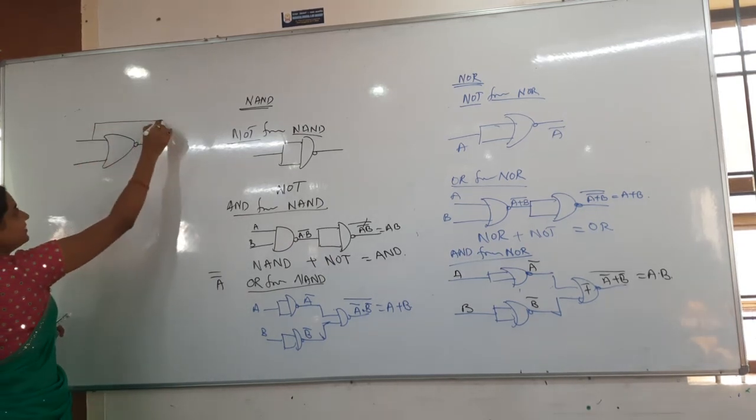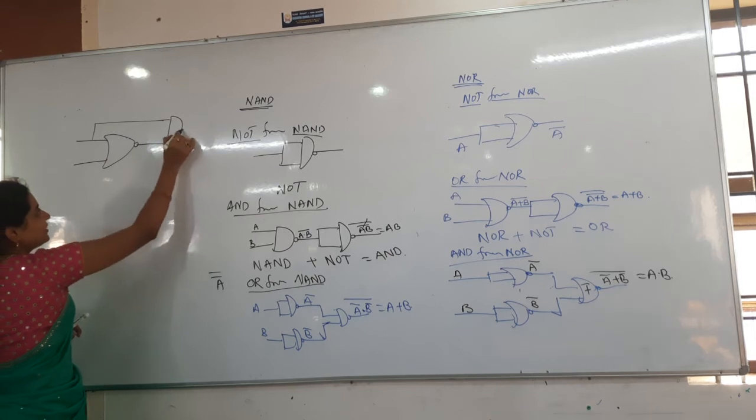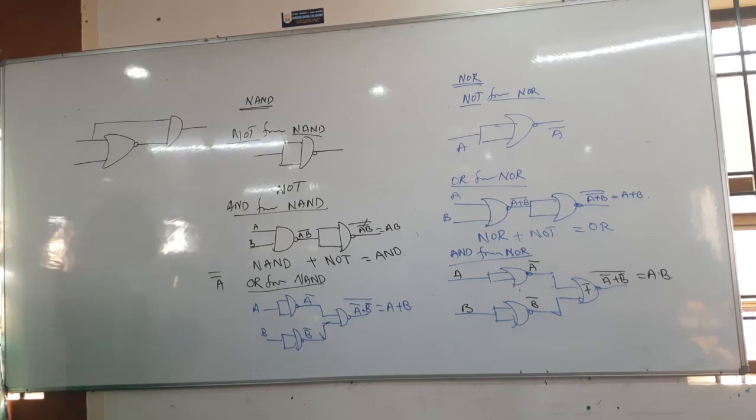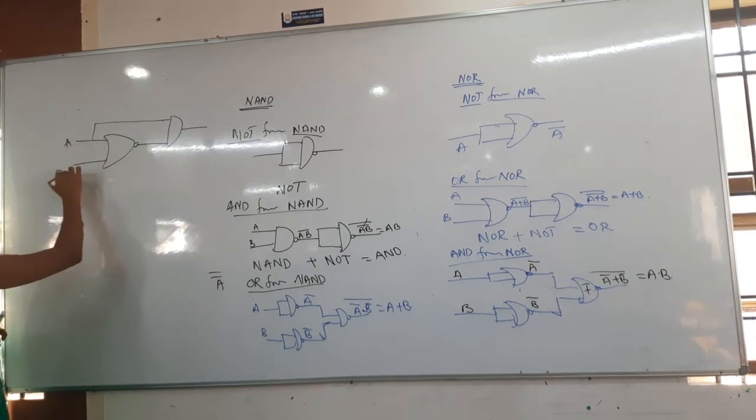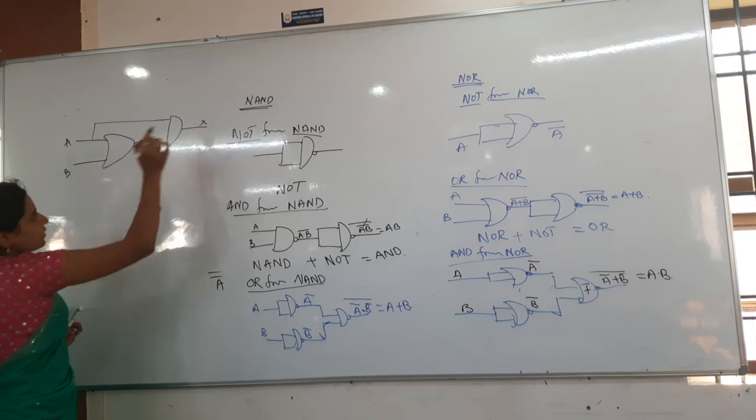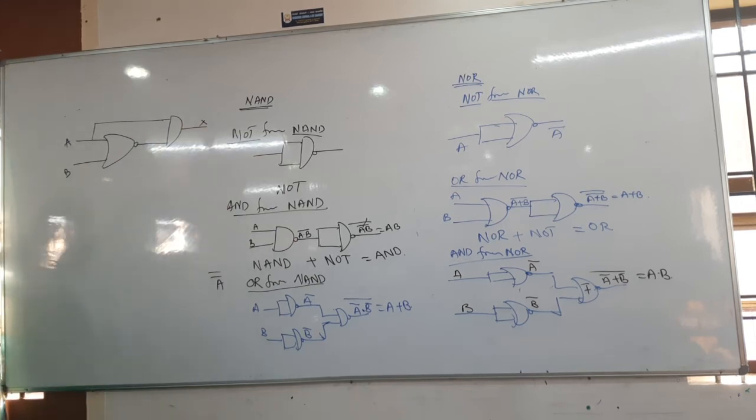Right, you have to construct the truth table for that diagram. A, B and then X. Write the Boolean expression and then construct the truth table. That is about the one diagram. Next one is different.